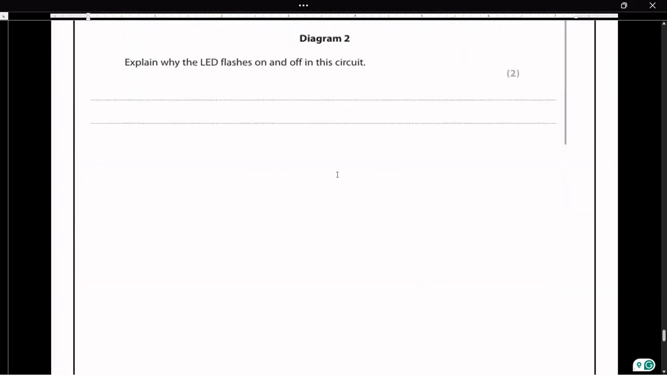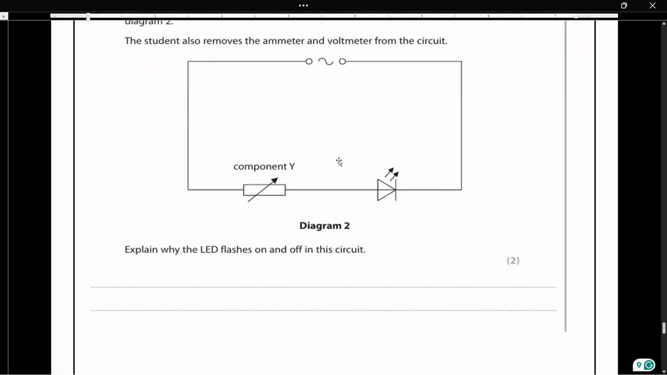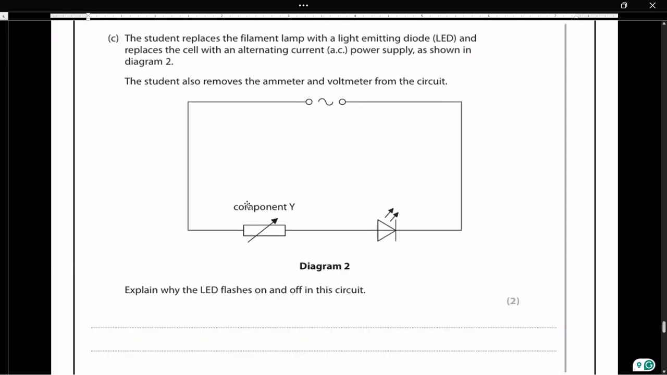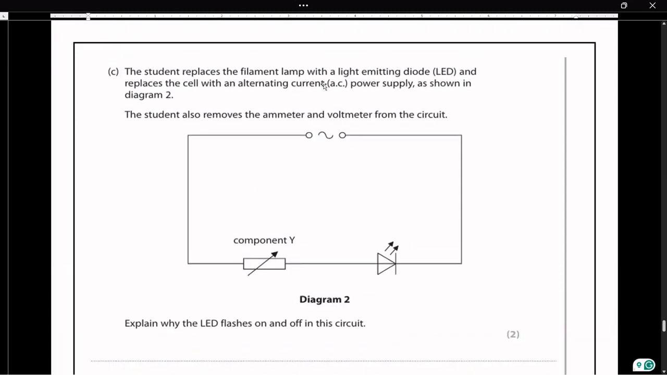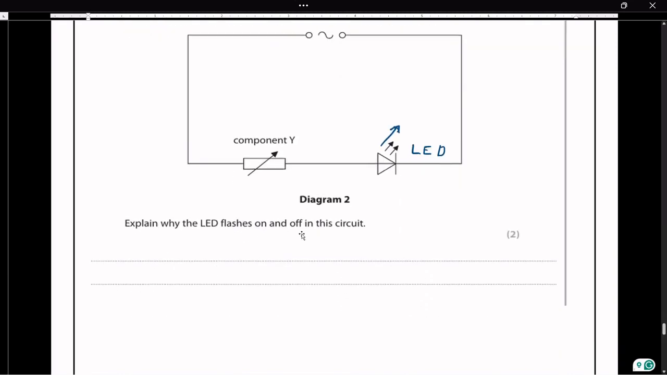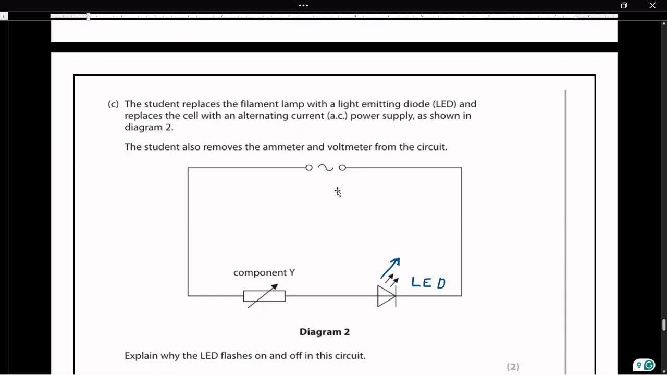Then let us come to the next question. The students remove the ammeter and voltmeter from the circuit. The student replaces the filament lamp with a light emitting diode. So this is the light emitting diode, LED. Arrow shows that it is emitting light. The question is, explain why the LED flashes on and off.